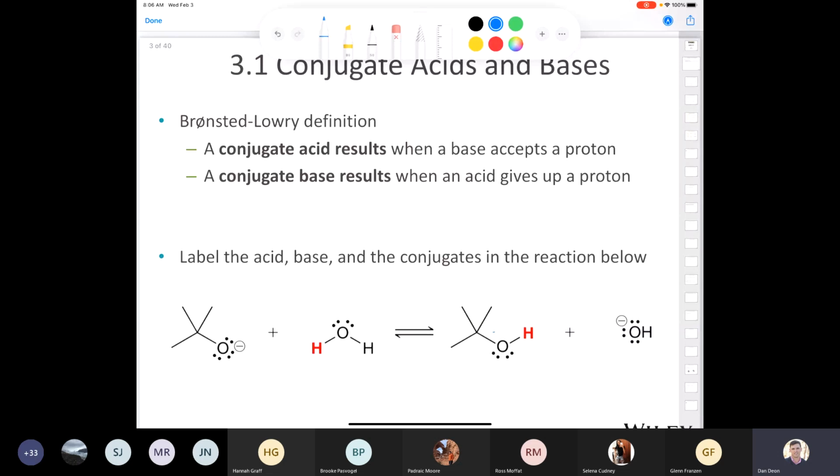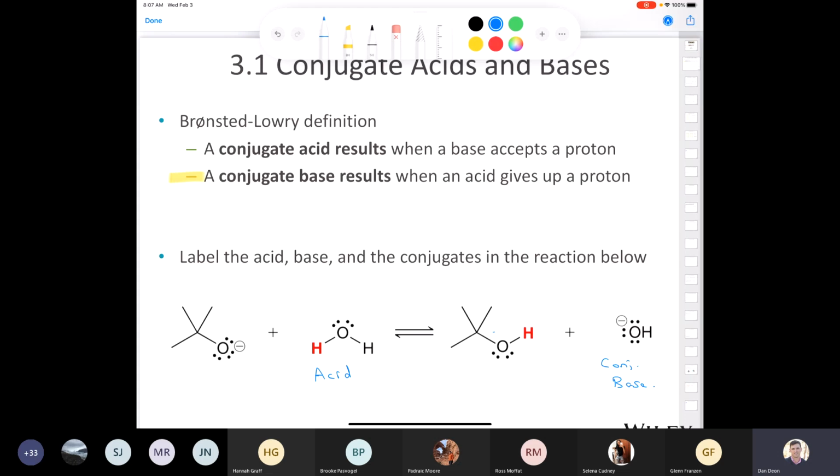Now, if I look at my two products over here, hopefully it's pretty clear to see that the water ended up giving up this proton that's highlighted in red, right? The water donated a proton. So therefore, in this reaction, water is in fact behaving as an acid. Now, if we go with this definition right here, it says a conjugate base is what results when the acid gives up a proton. So when the acid loses that proton, highlighted in red, we end up with hydroxide, which is the conjugate base. So we get our conjugate base over here.